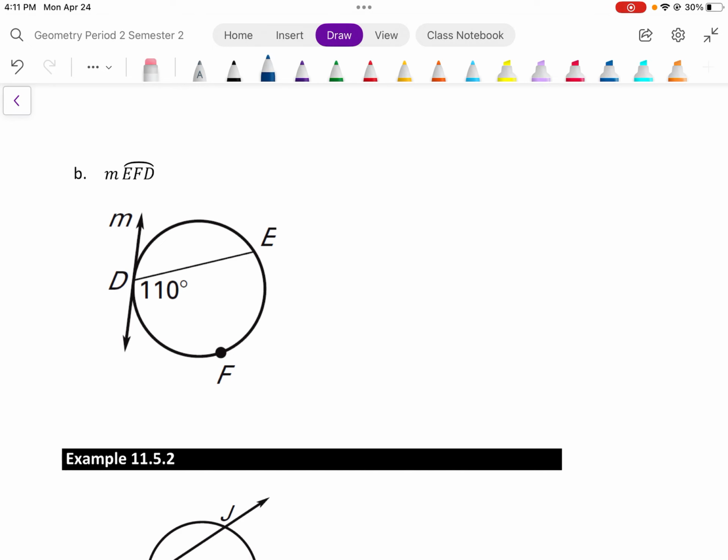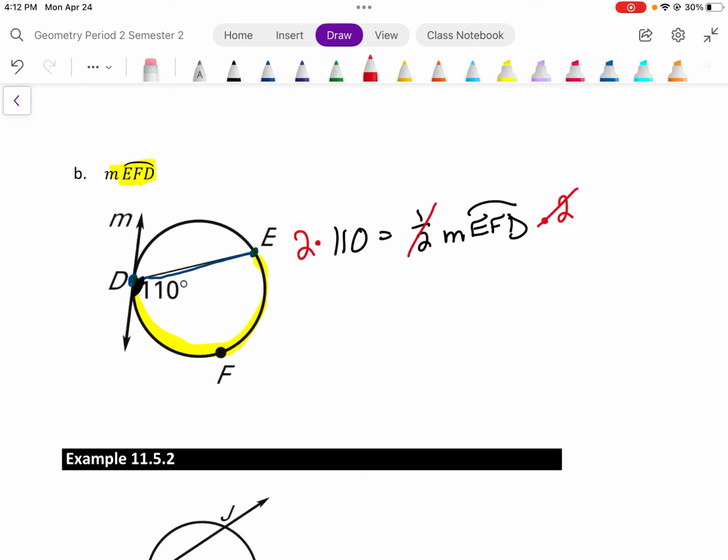Then for part B, we have another tangent and a chord. This time they give us the angle measurement of 110 and we're looking for the measure of arc EFD. So remember, the angle measure is equal to half of the arc. So to solve for the arc, we're going to multiply both sides by 2 to get rid of that half. 110 times 2 is going to be 220 degrees, and that's the measure of arc EFD.